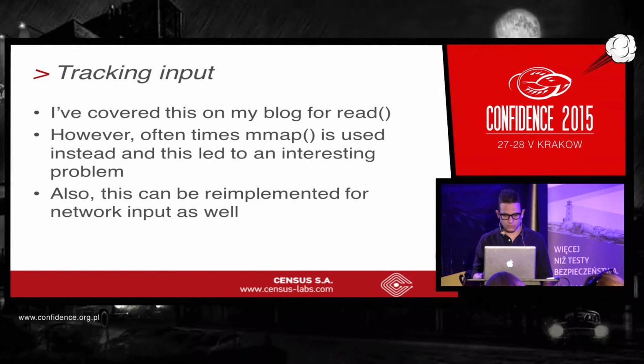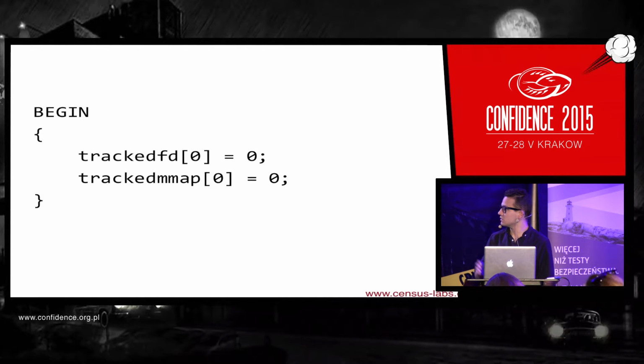So I will run through each DTrace chunk. At the end, if you glue every chunk together, then you would have a working script. In the begin probe, I introduced two global arrays in which I will be tracking the file descriptors and mmap pointers.